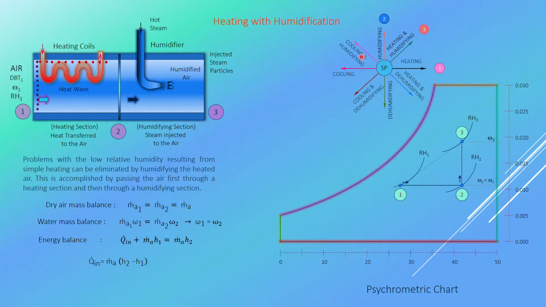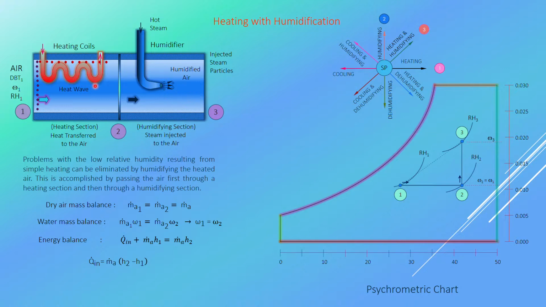So now the next process here is the heating with humidification. This humidification and heating process can take place, especially when you are injecting superheated steam, or dry saturated steam. What happens is it will heat up the entire mixture of the air and water vapor, that means in the air.